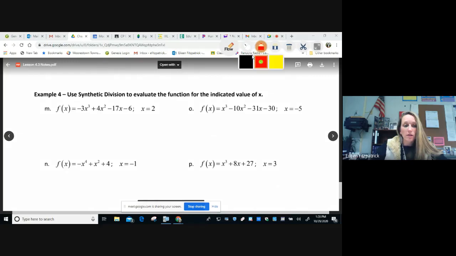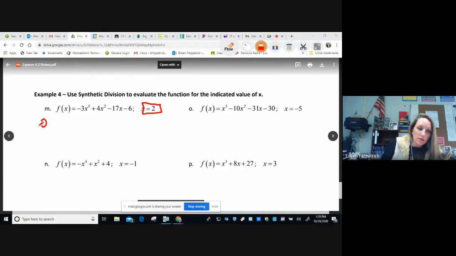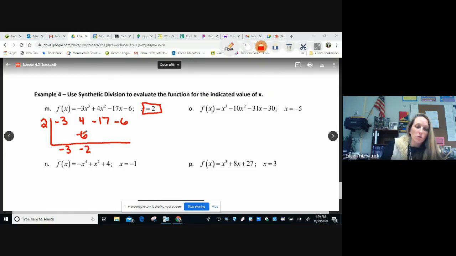There we go. So here it says use synthetic division to evaluate the function for the indicated value of X. All right. So we're going to do synthetic division using the indicated value. So that means you're going to put 2 there. And your coefficients are -3, 4, -17, -6. You're going to drop the -3, multiply to get -6, add to get a -2, multiply to get a -4, add to get a -21, multiply to get a -42, add to get a -48.